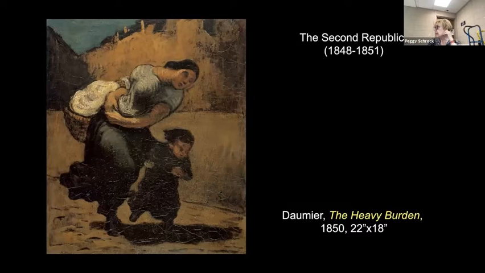Because of the politics, he turned away from overt political work and did more fine art, but he never gets away from the political at some level. This is a very important work, an important subject, from 1850, called The Heavy Burden. The subject, first of all, is a working class woman, something that only the realists are depicting at this point in time.